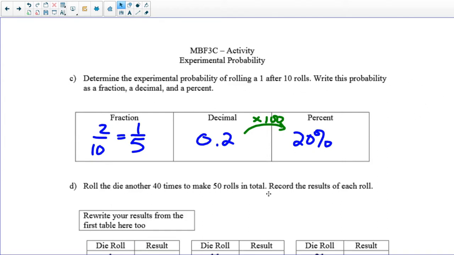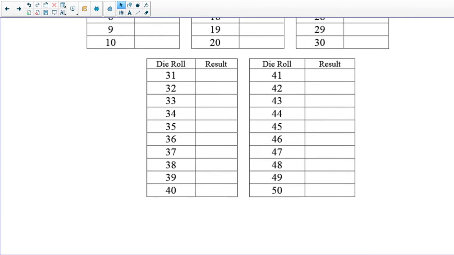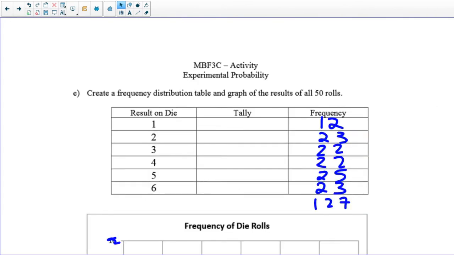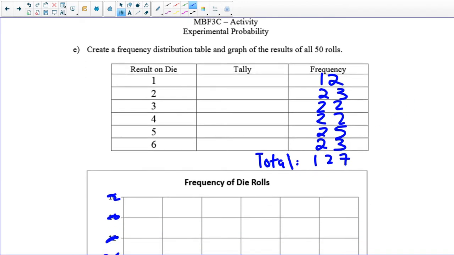Okay? And then I had asked you to roll the die another 40 times. Now, I did not write down all of this information. I'm getting this information from a group that I had a couple of years ago, and we had tallied the chart on the board and everything, and I just wrote down the frequencies at the end. So your numbers might be different than mine, but in case you weren't able to do the activity, this is the result of 50 rolls of the die. How many times did we get a 1? 12 times. How many times did we get a 2? 23 times, and these are the results of all of the other ones. This 127 is just the total, okay? So all that is the total amount. We need that total amount to know how many times we actually rolled the dice in total, okay?